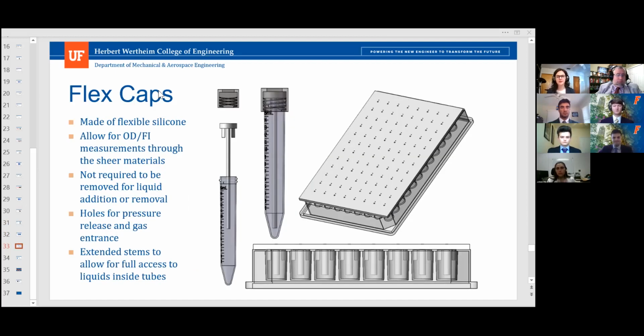The flex caps are made of a sheer and flexible silicone that allows for OD and FDI measurements to be made through with small adjustments. The silicone allows the cap to deform to fit snugly into the vessels and thus prevents any spillage during shaking. This silicone also allows the flex caps to hold their shape. The caps are designed to not be required to be removed to allow for the addition or subtraction of fluid into or out of the vessel.